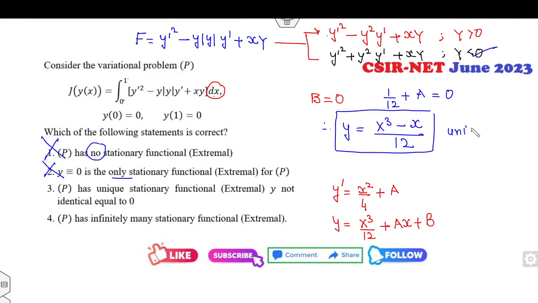So that means this is my unique solution. Is a unique extremal, not identically 0? Yes. Infinitely many, wrong, because it is a unique solution. The right answer is C, the correct option.